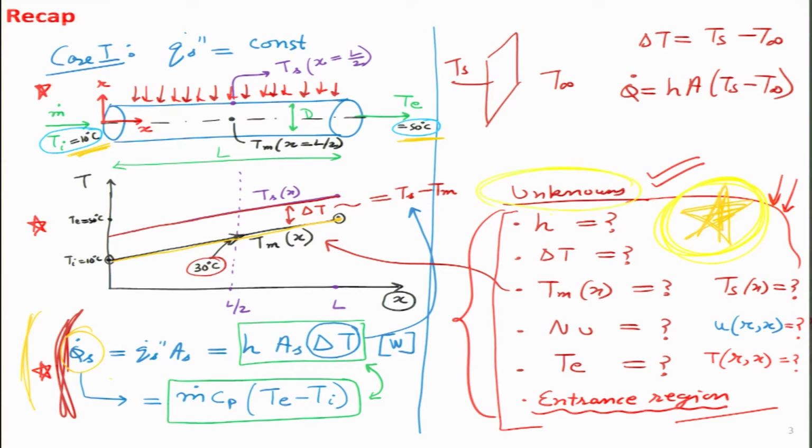For example, for case 1, which is shown over here, for constant heat flux, we want to find the value of h. Is it a constant? Does it change with distance, with diameter? We want to find this delta T, that is, how much is the temperature difference between the surface temperature and the mean temperature of the fluid. We also want to figure out how the mean temperature actually changes with distance, and similarly how Ts varies with distance. And if we find out the value of h, we will also find out the Nusselt number.